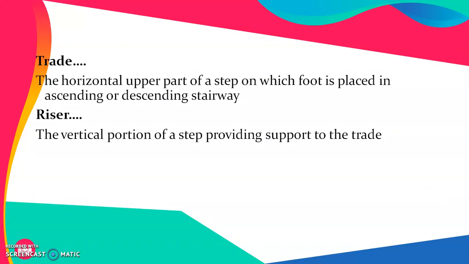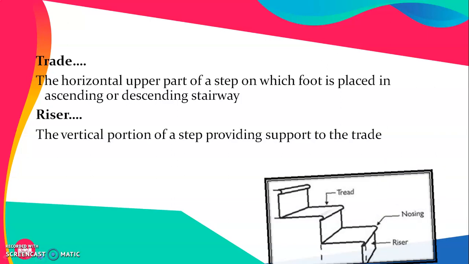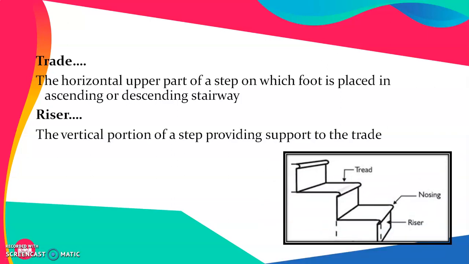The tread, the horizontal upper part of a step on which the foot is placed in ascending or descending a stairway, is called tread, while riser is the vertical portion of a step providing support to the tread. The figure shows the riser and the tread.